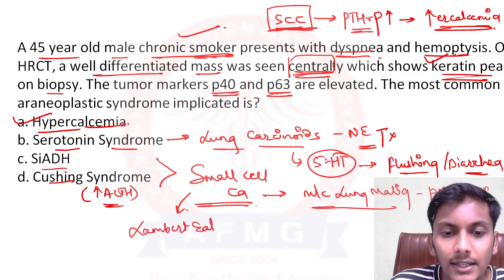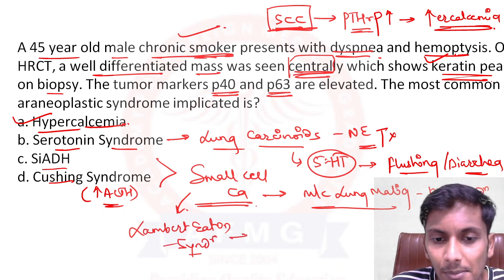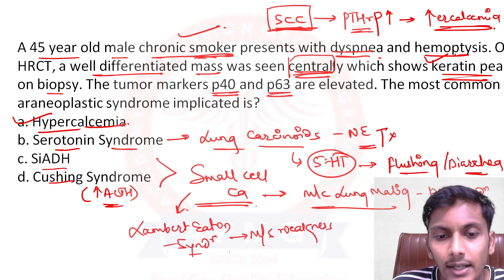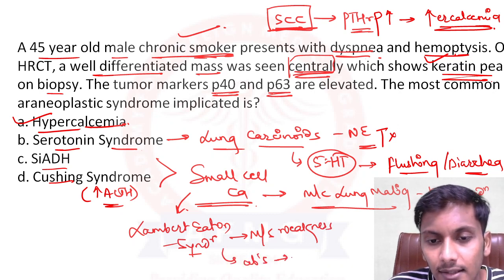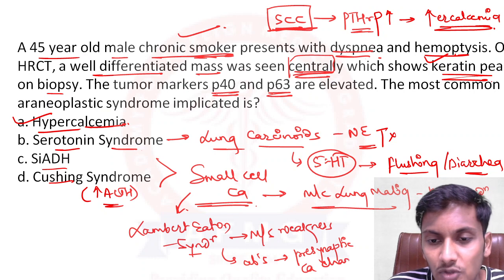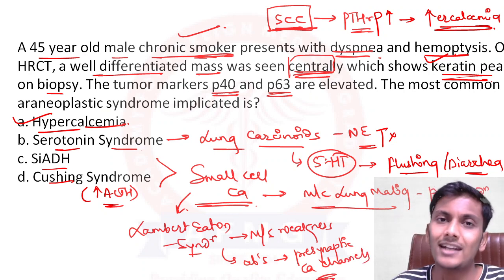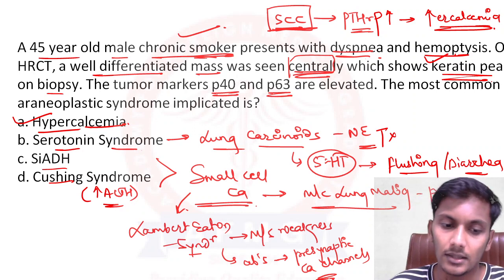What is Lambert-Eaton syndrome? Please remember, Lambert-Eaton syndrome manifests as muscle weakness, and this muscle weakness is due to antibodies formed against the presynaptic calcium channels. That leads to muscle weakness in cases of Lambert-Eaton syndrome, which is a paraneoplastic syndrome associated with small cell carcinoma lung.